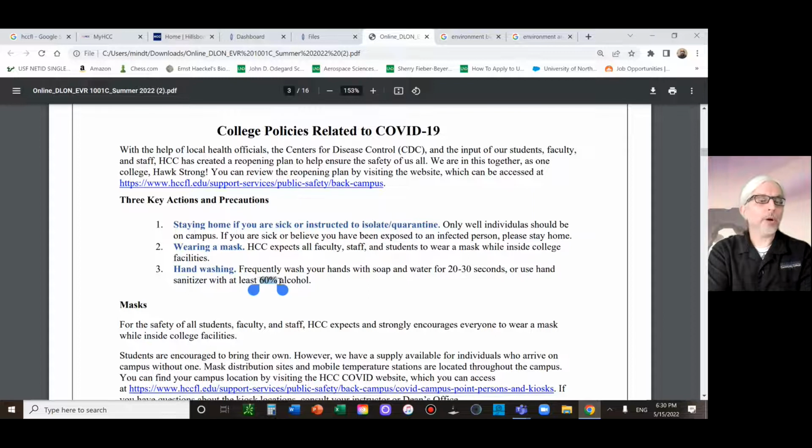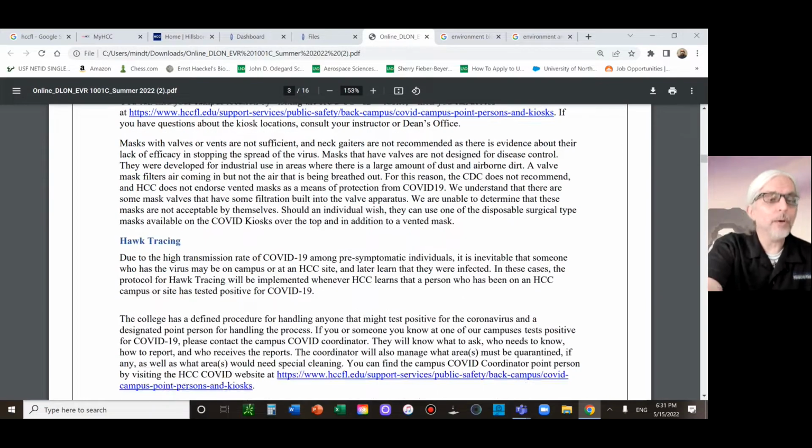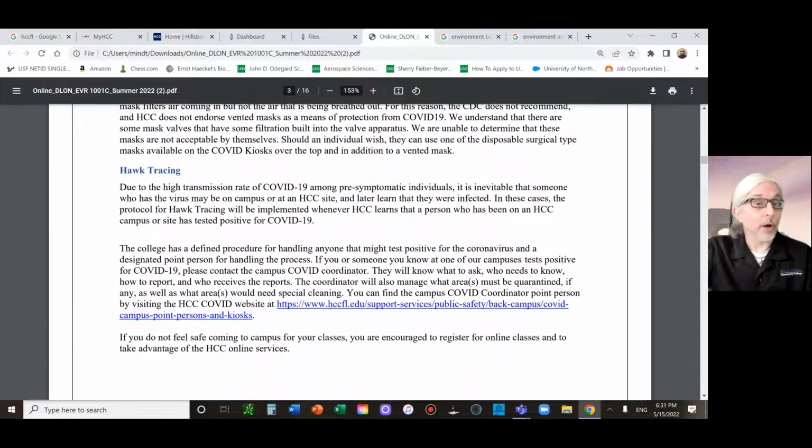Now this one is actually wrong. Nothing against HCC, it's actually wrong. It should be 70% or greater alcohol to have a chance of killing off that stuff. But still, hey, HCC did a good job at least putting something in. So it's here more out of, this is still technically college policy.